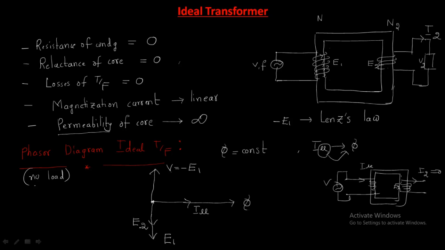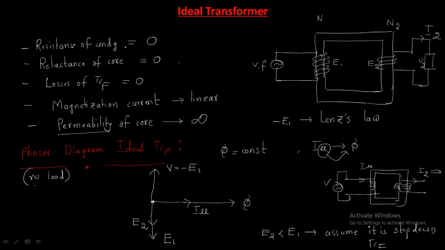Okay, so the E2 value is less compared with E1. Assume it's a step down transformer, the reason is it is a step down transformer. So in the step down transformer, the induced EMF E1 is more than E2. Understand? So this is the phasor diagram of the ideal transformer on no load condition, right? So this is a small phasor diagram of the ideal transformer.